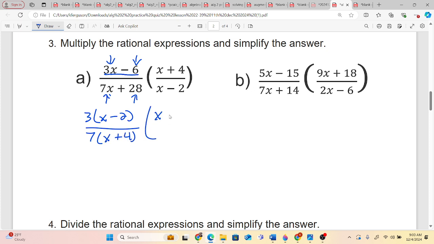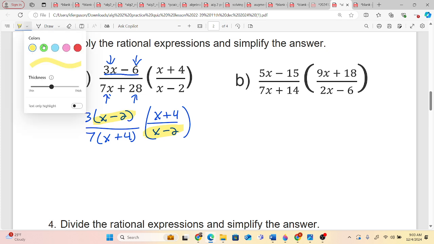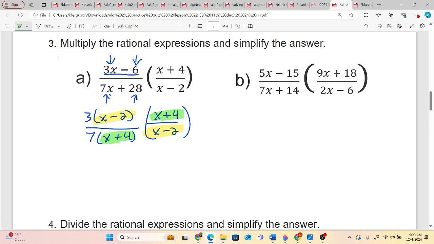And now I look at what I've got to multiply. So I'm multiplying these two things together, and what can y'all see? Say it. Well, yep. Oh, I thought you were going to say cross cancel, but yep. I can cross cancel because this and this cancel each other out. And then this and this cancel each other out. So I am left with 3 over 7.